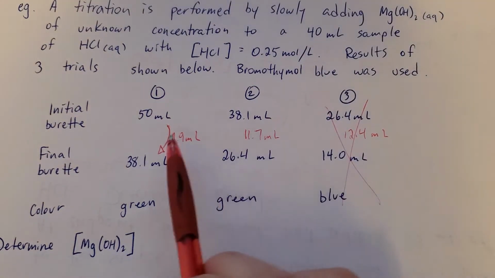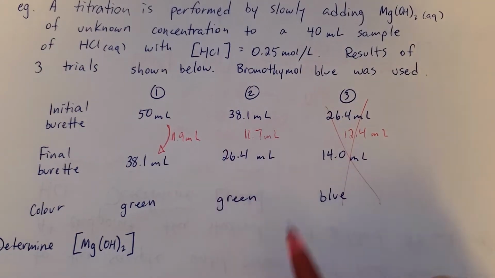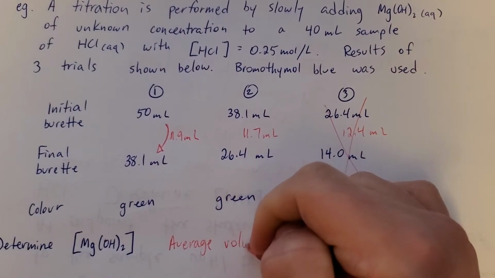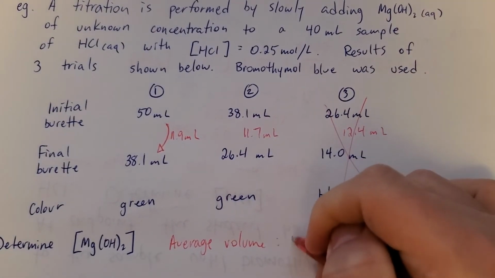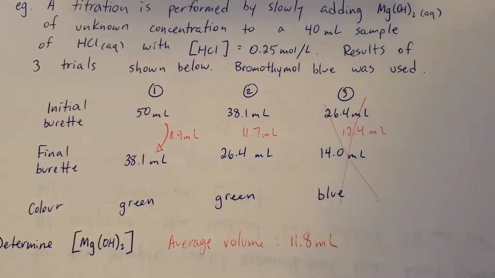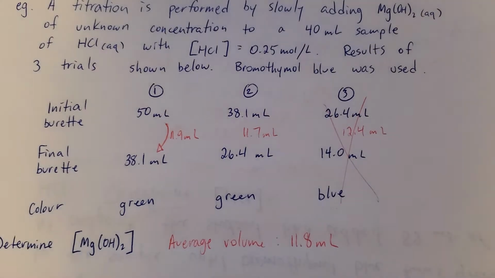These two are good. We're going to take the average volume added, and that's really easy. Just between those, it's going to be 11.8 milliliters. So that's what we're going to use in our calculations. Okay.